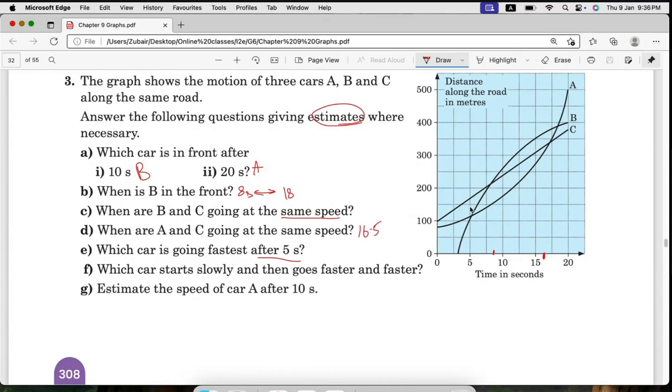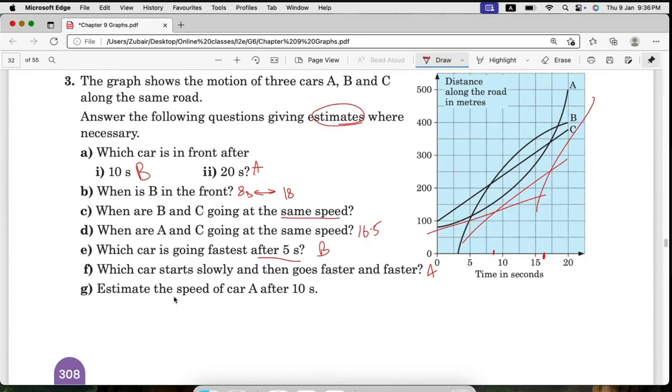After 5 seconds, I would look at the gradient. So B has the steepest gradient. A is less steep, and C is in between. So B. Which car starts slowly and then goes faster and faster? A. Correct, because the gradient is increasing.